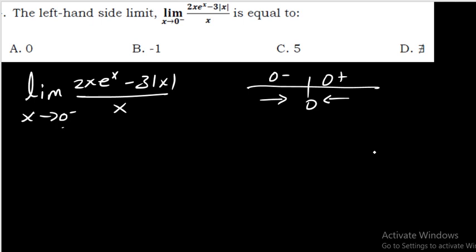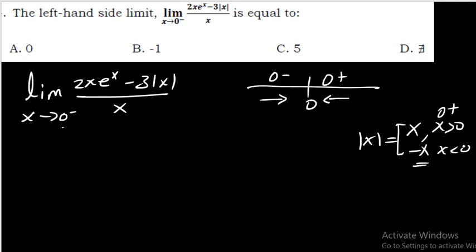But there is an absolute value of x here. Absolute value of x has two possible outcomes, x or negative x. It depends on the interval. It will be x when x is greater than 0, that means when we are approaching 0 from the right side. It will be negative x when x is less than 0, or when we are approaching 0 from the left side. Since our limit is approaching 0 from the left, I need to consider the second one. I will take negative x in place of the absolute value of x here.